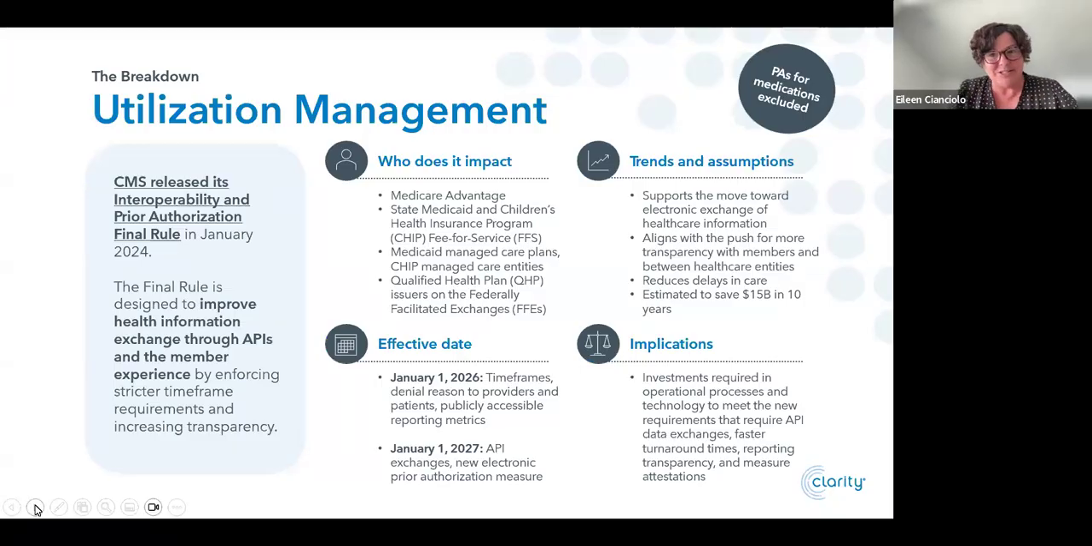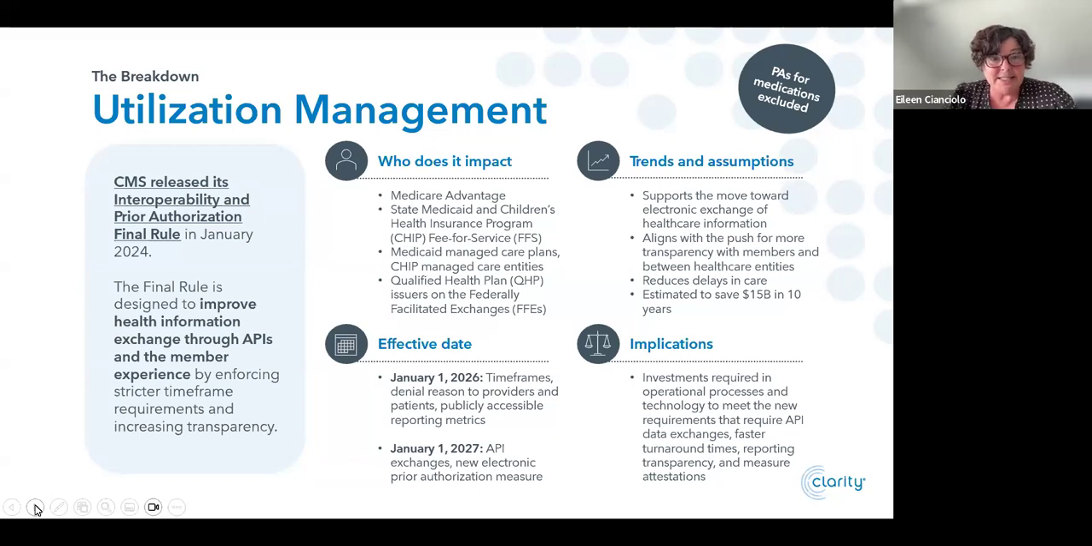So let's talk a little bit about utilization management. Utilization management is not something new, something that we've been doing in healthcare for as long as I've been in healthcare. But there's a lot of room for improvement, and CMS is really ensuring, as part of their final rule that was just in January 2024 around interoperability and prior authorization, that we really improve utilization management. It's designed to improve that exchange of information when an individual is seeking care and whether or not that care is going to be approved or denied. It also focuses in part on the APIs and in part on the member experience by enforcing stricter timeframes that are coming, and increasing the overall transparency of the utilization management process.